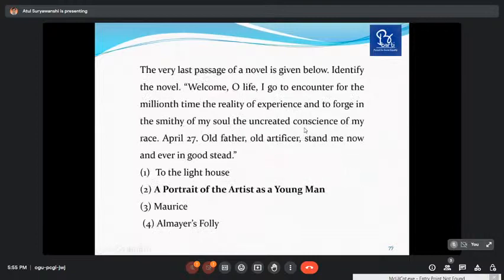The next question. The very last passage of a novel is given below. Identify the novel. Welcome, O life! I go to encounter for the millionth time the reality of experience and to forge in the smithy of my soul the uncreated conscience of my race. April 27. Old father, old artificer, stand me now and ever in good stead. It is from A Portrait of the Artist as a Young Man by James Joyce.